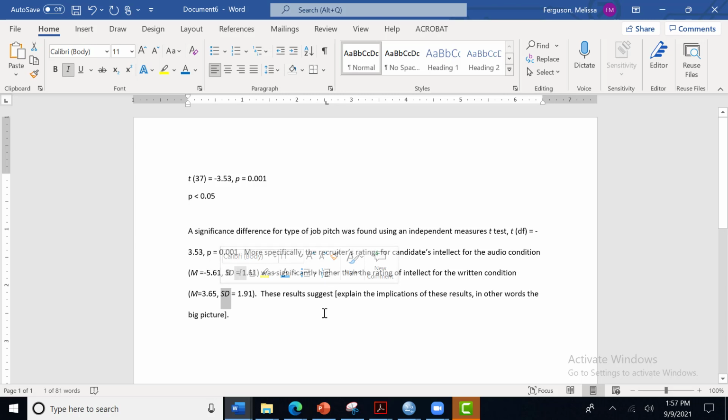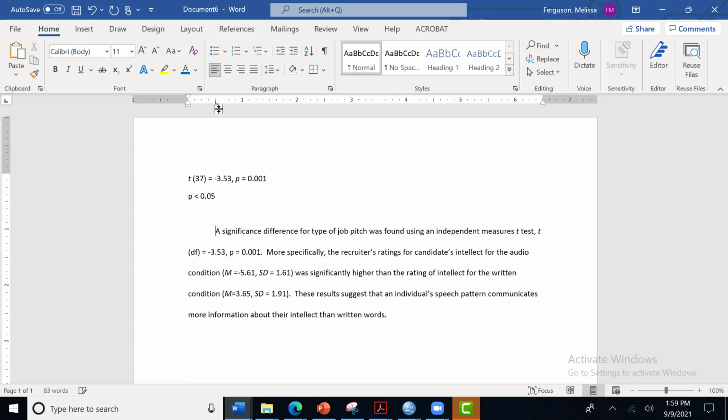These results suggest, so what do we think these suggest? So if I go back and I look at the study's description, it says the authors predicted that a person's speech, vocal tone, cadence, and pitch communicates information about their intellect better than written words. So these results suggest that an individual's speech pattern communicates more information about their intellect than written words.